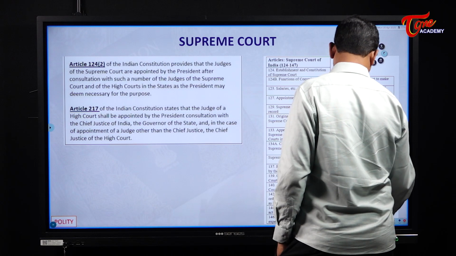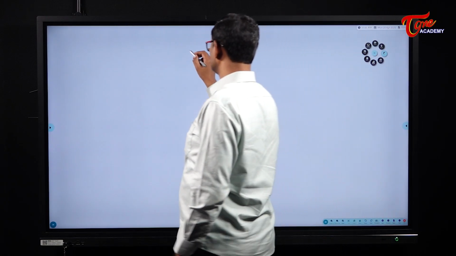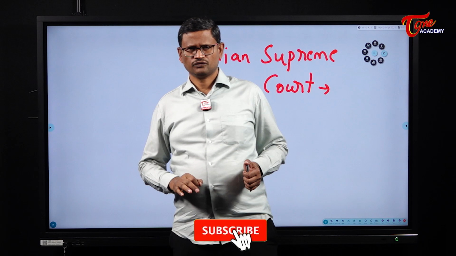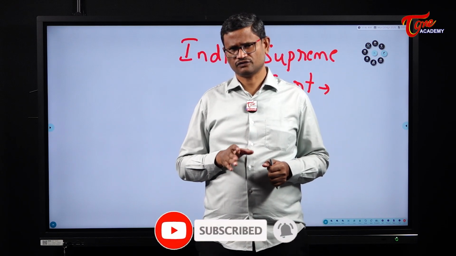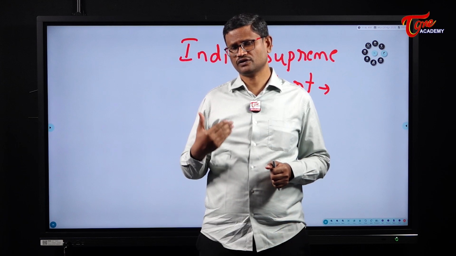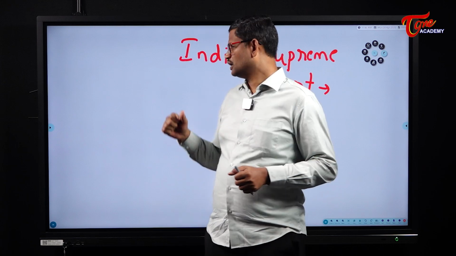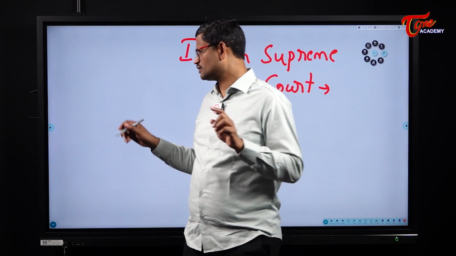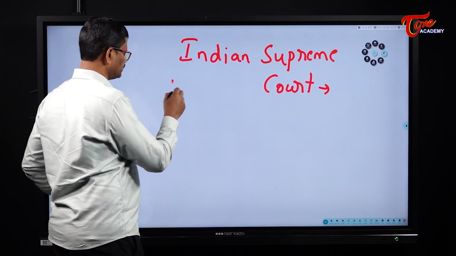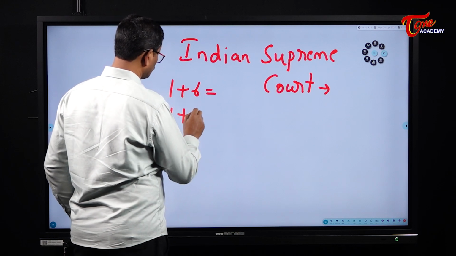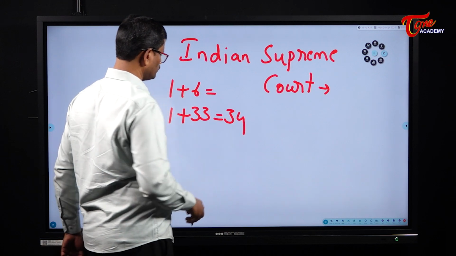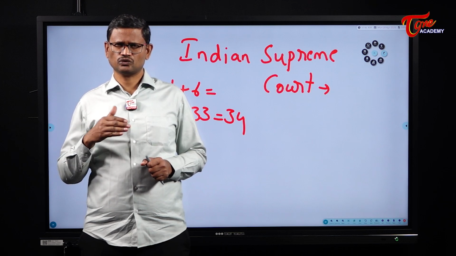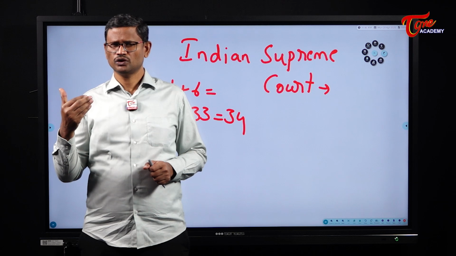Then we will try to spend some time on the Indian Supreme Court. See, the Supreme Court of India was inaugurated on 28th January 1950. So recently it has completed 75 years of its existence in the country. And in addition to this, initially the Supreme Court had a total of 7 judges, including the Chief Justice of India, 1 plus 6. But today we have a total of 34 judges, 1 Chief Justice of India and 33 judges of the Supreme Court. Remember, the number of judges in the Indian Supreme Court can be increased by the Indian Parliament through an ordinary law.